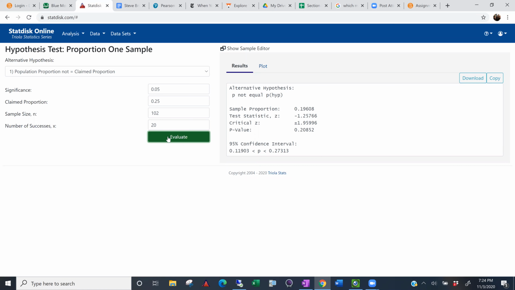So step 4, what do I need from step 4 here? P-value. The p-value is 0.2085. Nice.